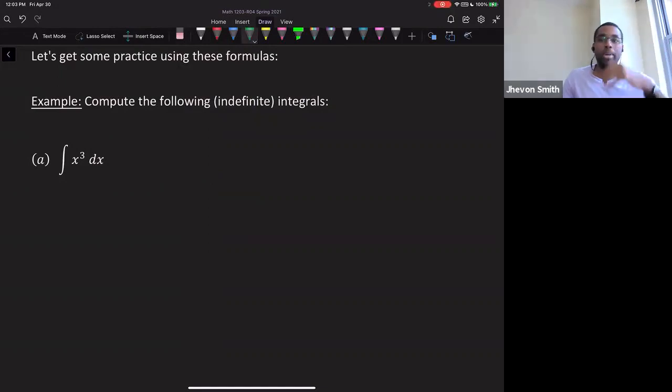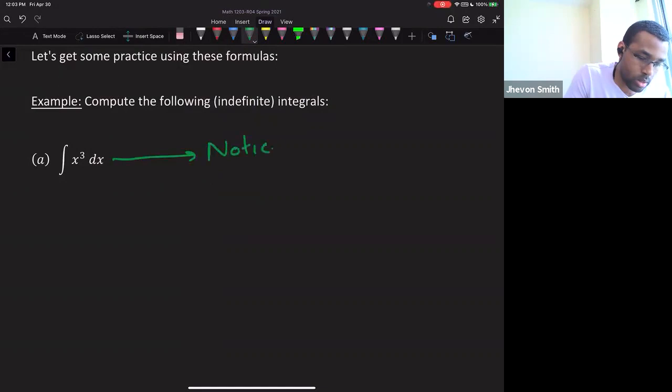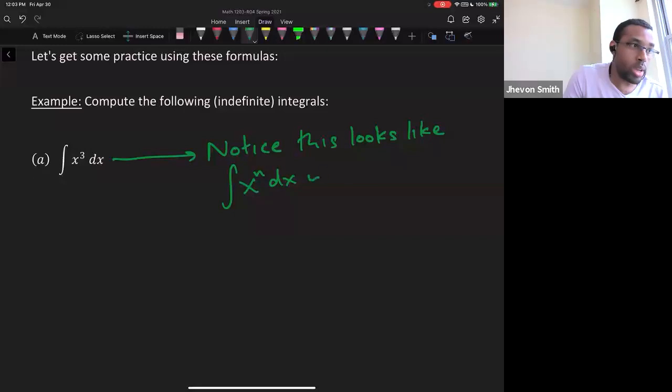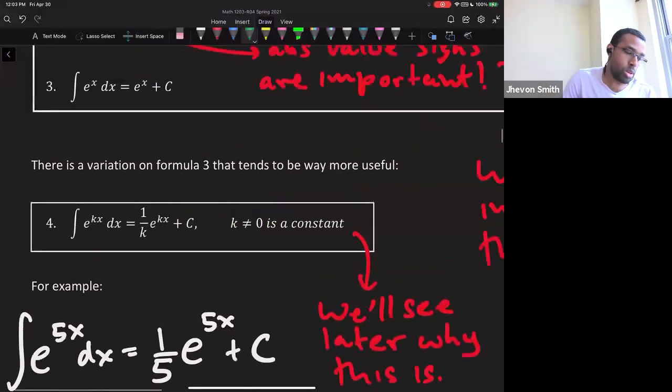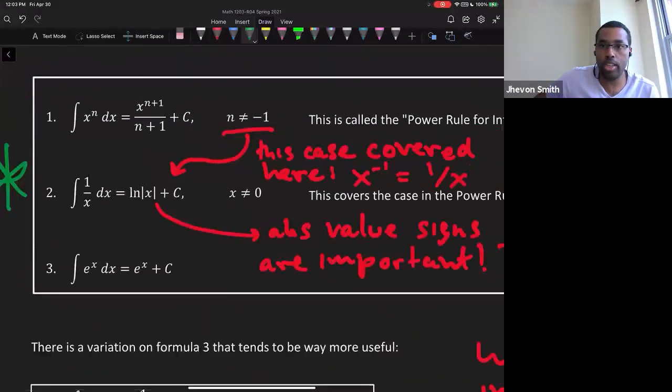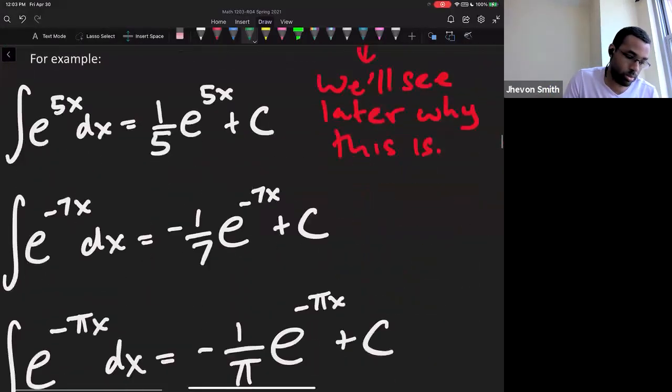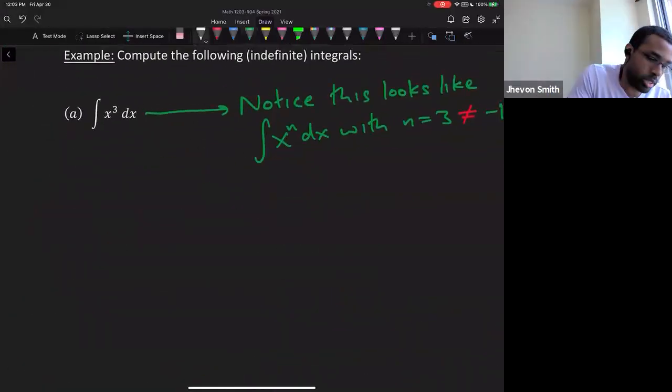Okay, so we're back. What you would do here is notice this looks like the integral of x to the n dx with n equals 3, which is, very importantly, not the same as minus 1, right? So this falls under rule number 1 that I gave you up here. And so you just apply rule number 1.